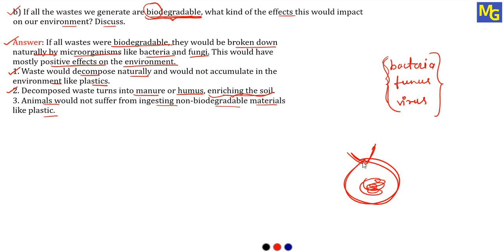For example, in the case of dogs also, if you throw any food packed in plastic, dogs will try to eat that food, and while eating it they will eat some amount of plastic also, and this also causes digestion problems in dogs. So all of these will be avoided if all the waste present in the environment becomes biodegradable waste. So that is the meaning of this third point. I hope you understood the answer of this question.